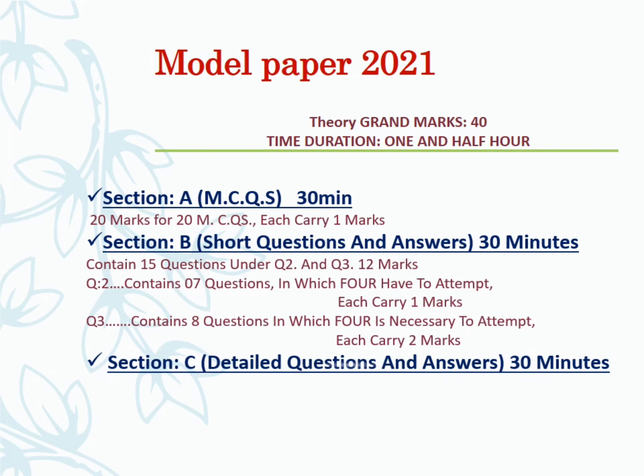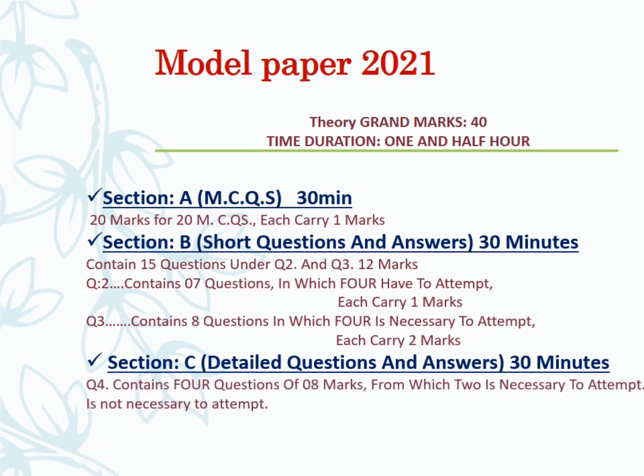Section C is also based on detailed question answers. It is about 8 marks, and you attempt 2 questions from this section, and all questions carry equal marks, 4 marks for each question. Diagrams are not necessary to attempt, unlike the previous paper pattern.